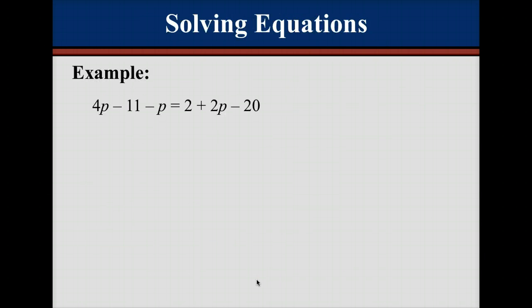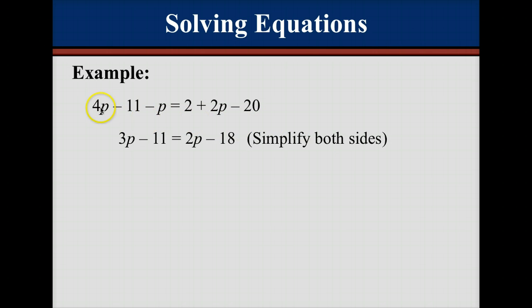Let's look at another example. Notice we've got some like terms. Like terms are on the same side of the equal sign. Here we've got two different terms with a p in it. Here we have two different constants. So the first thing we need to do is simplify by combining our like terms. 4p minus p is 3p, and that leaves our negative 11. 2p is by itself over here, but negative 20 plus 2 is negative 18. So the first thing you do is combine your like terms. Don't move these across. You can, but it just takes more time. Simplify your equation.